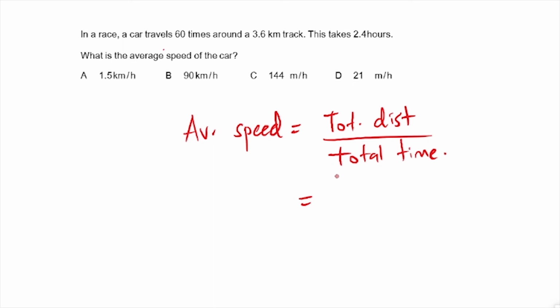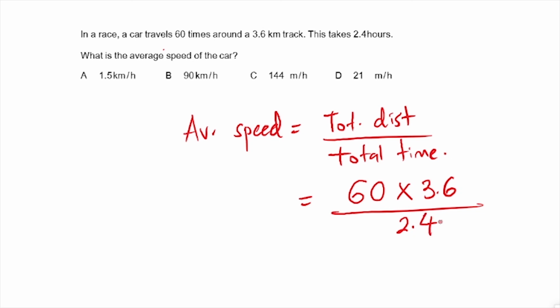So what's the total distance here? Well, a car travels 60 times around a 3.6-kilometer track. So it is 60 times 3.6. Divide that by the time it takes, 2.4 hours. So the average speed of the car is going to become 90 kilometers per hour. And so our answer there is B.